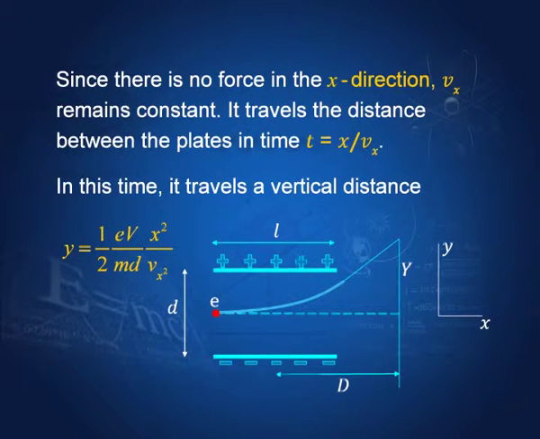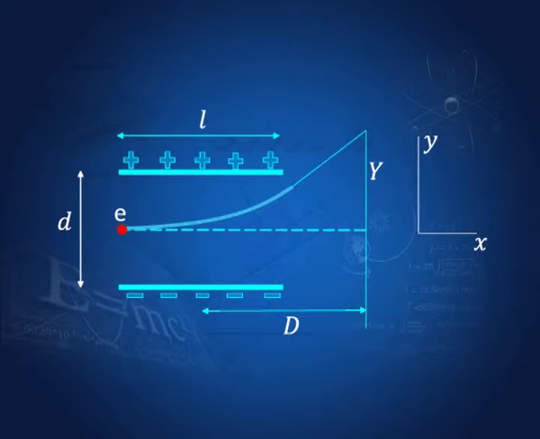Since there is no force in the x direction, the field is in the y direction. In the x direction there is no field, therefore, there is no force, and it continues with the velocity v_x in the x direction.